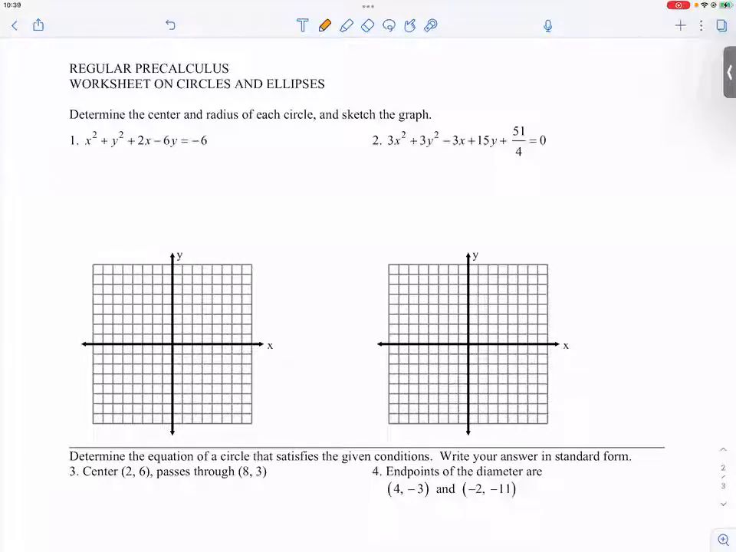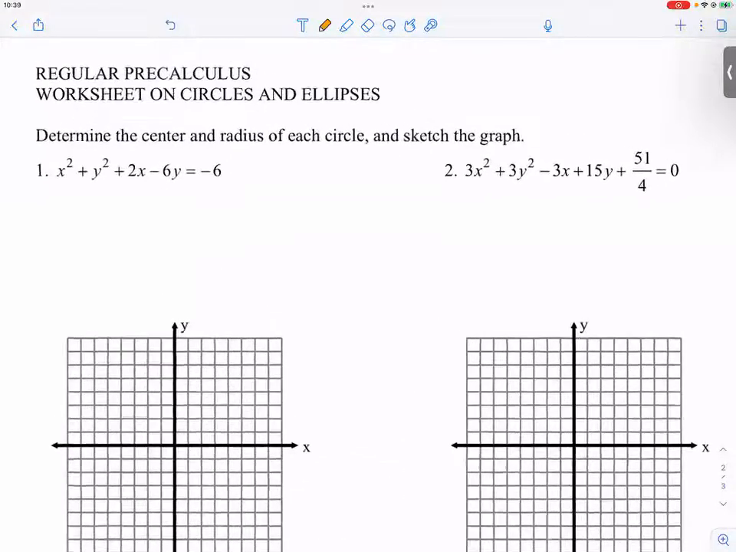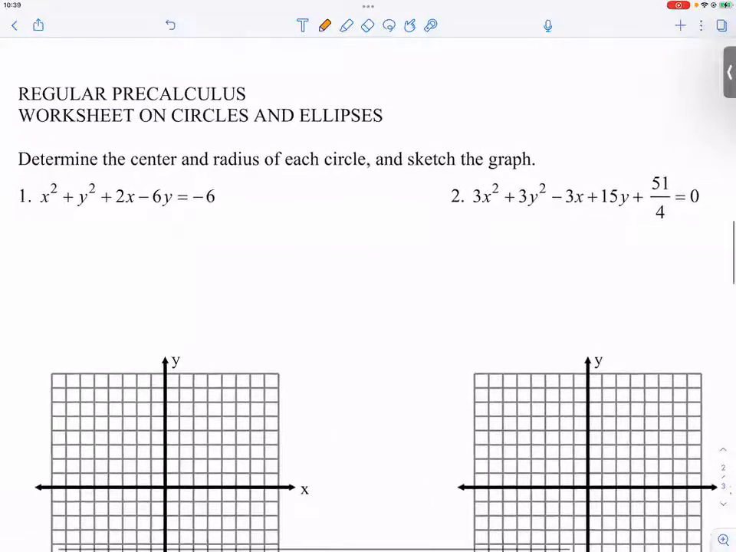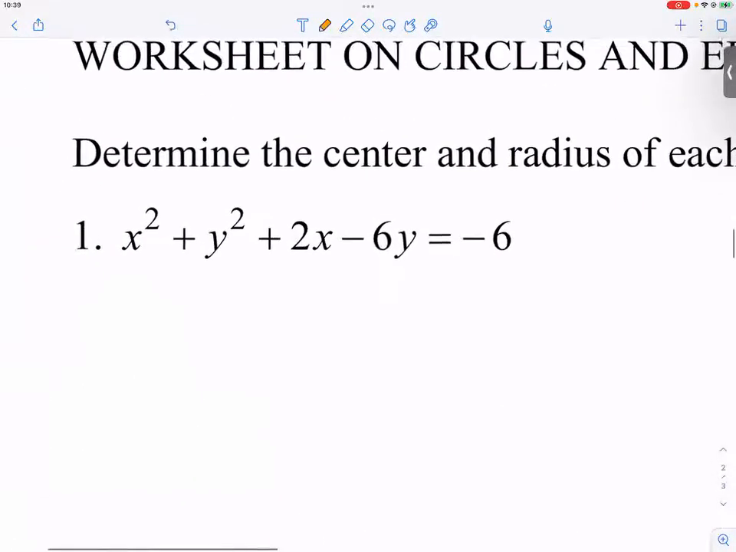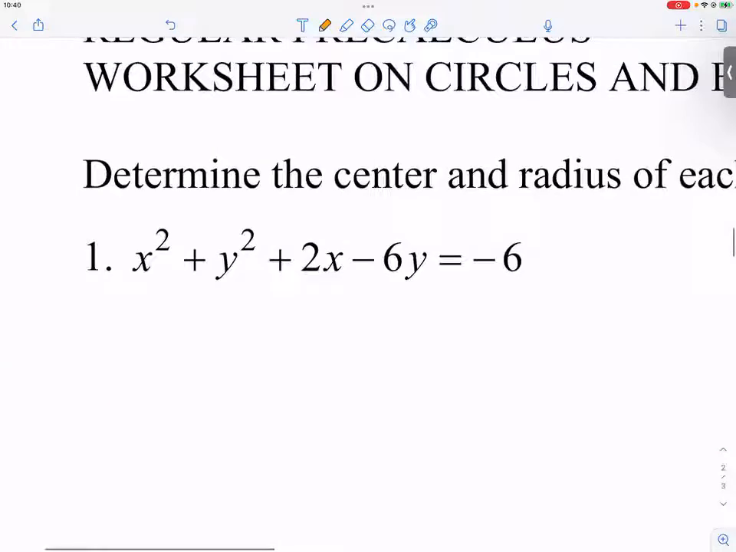Now, when you look at this worksheet, before you do anything with it, before you write anything on it, I want to make sure that you can think about the questions. Because if you don't have the idea of what to do, then you don't really know what to write. So for the first two questions here, it's all about you knowing how to do completing the square.